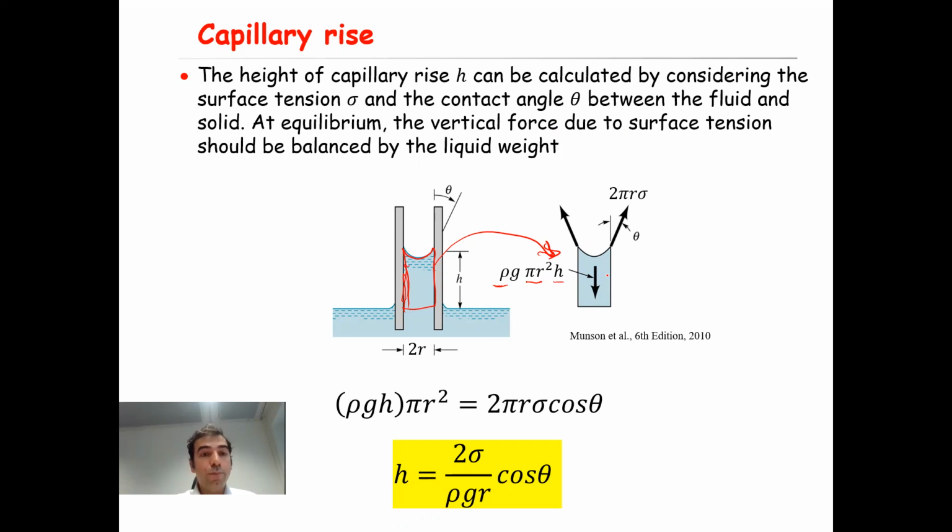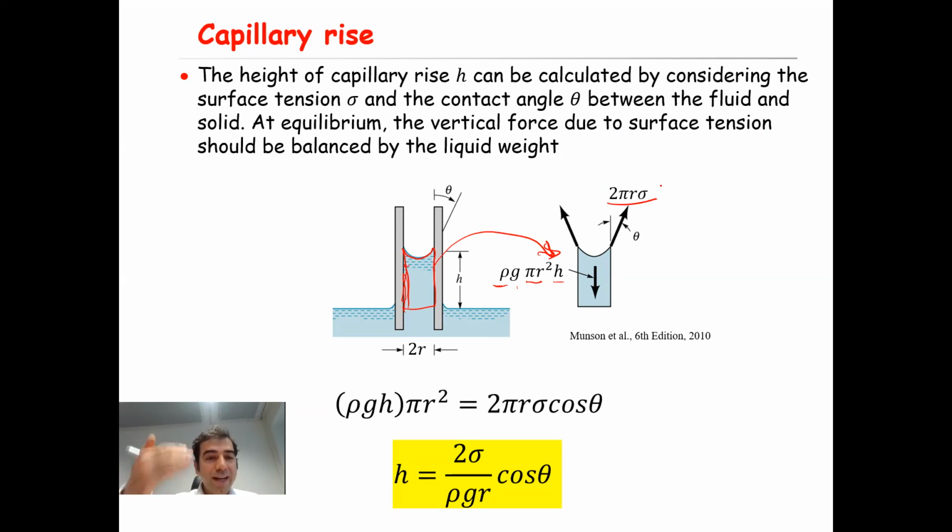So that will be volume. Pi r squared h is the volume of that cylinder, times density. That gives you the mass, and you multiply it by g to get the weight. Okay, that's the gravity force. And then the upward force is sigma, the force per unit length, and the perimeter of this interface is the perimeter of a circle, that is 2 pi r. So the force will be sigma times 2 pi r.